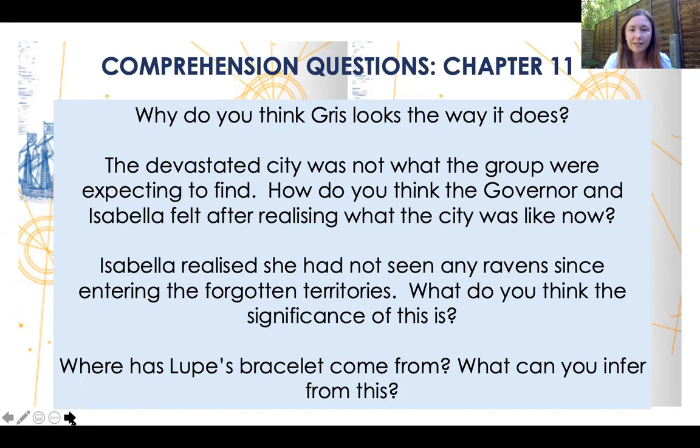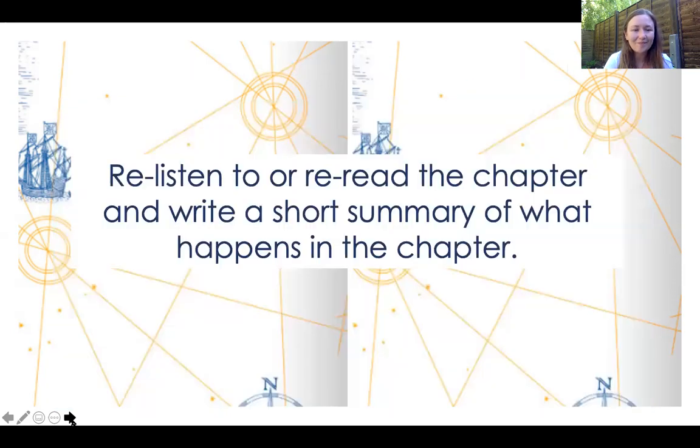Isabella realized she'd not seen any ravens since entering the Forgotten Territories. What do you think is the significance of this? Where has Loop's bracelet come from, and what can you infer from this? Obviously, we know what happens a little bit later on, so you probably know the answer to that one, but it's in there anyway.